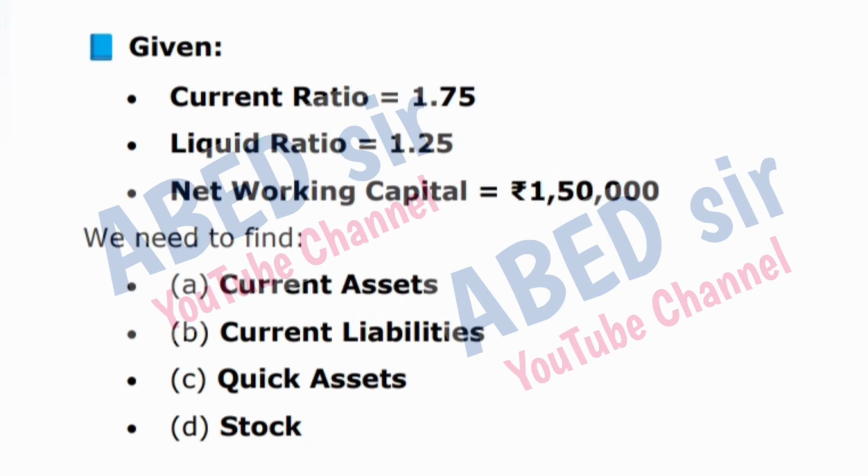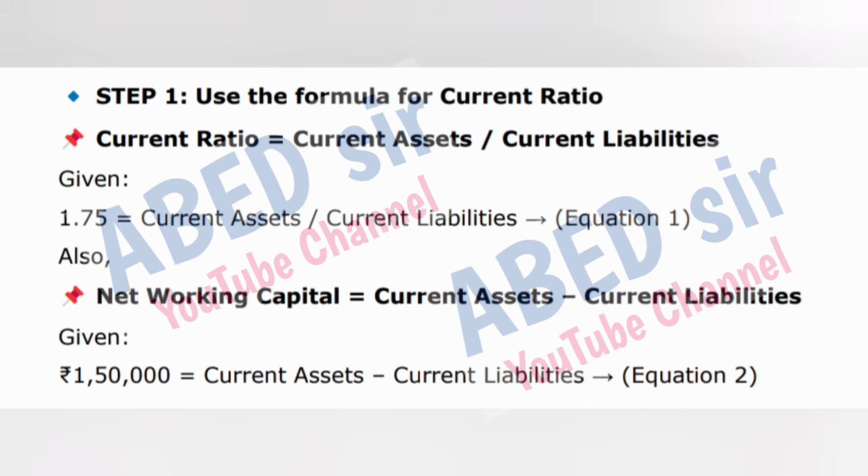Given: current ratio is equal to 1.75. Liquid ratio is equal to 1.25. Net working capital is equal to 1,50,000 rupees. We need to find A. Current assets. B. Current liabilities. C. Quick assets. D. Stock. Step 1. Use the formula for current ratio. Current ratio is equal to current assets divided by current liabilities.